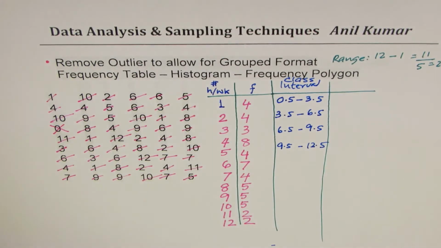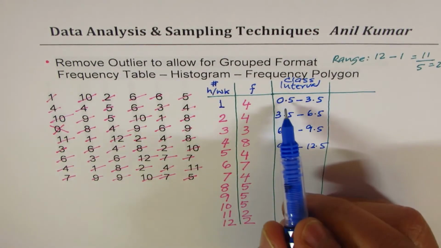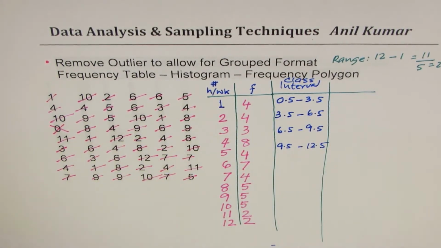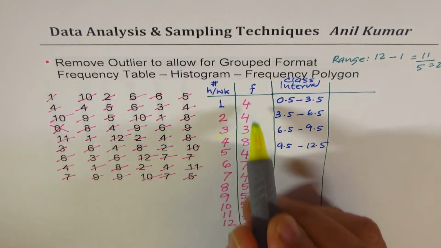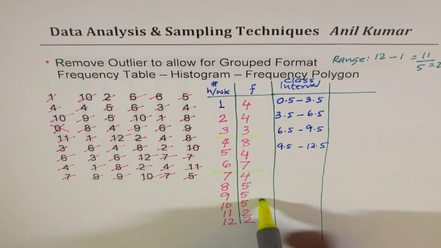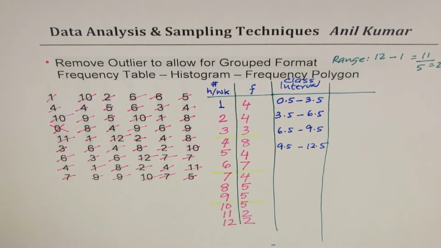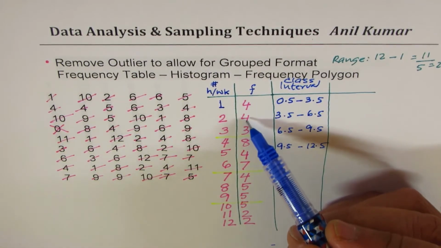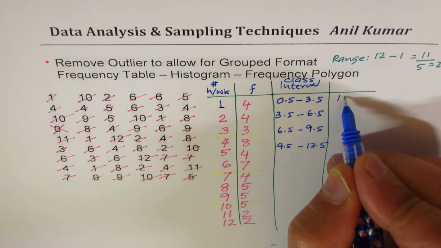Let's count. In each, how many are there? So that first group is basically from 0.5 to 3.5. So that is our first group. Then up to 6.5, and then these are the groups. So if I count these, 4, 4, 8 plus 3, 11. So we have 11 here.